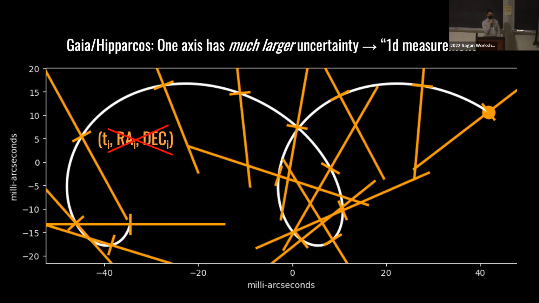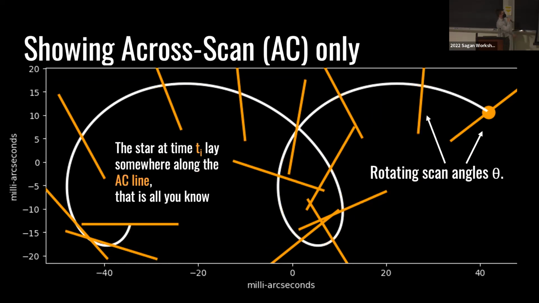But that is not what Gaia and Hipparcos see. So one axis has much larger uncertainty. So we refer to this as a 1D measurement. Now, this is the complication that really threw me for a long time to actually understand: at every time you no longer have an RA and a Dec. At every time, all you know is that the star lay somewhere along this uncertain axis. So in other words, you only know its projected position.